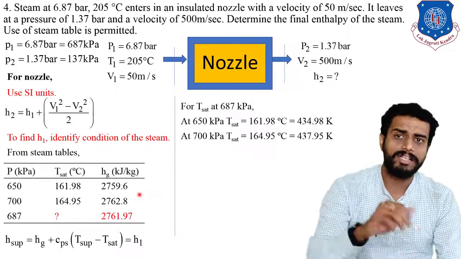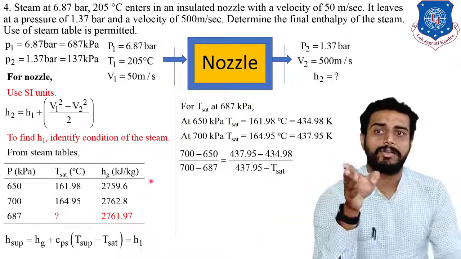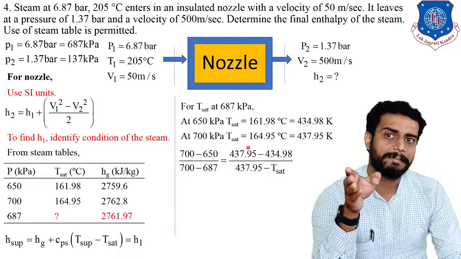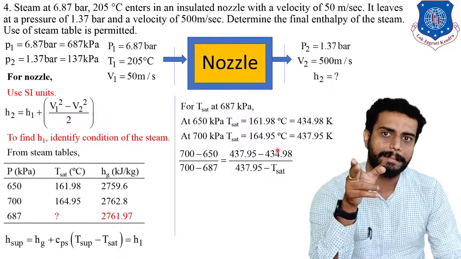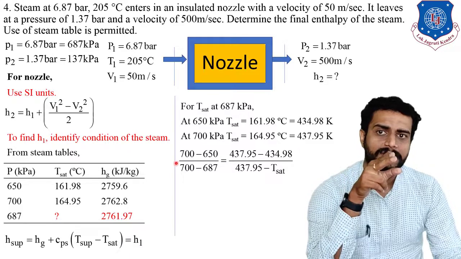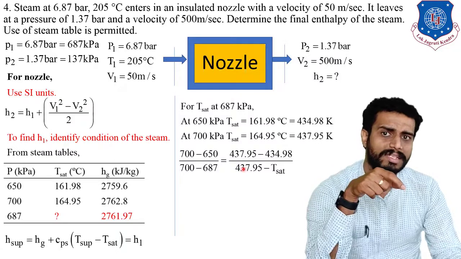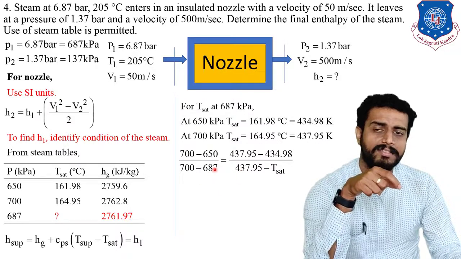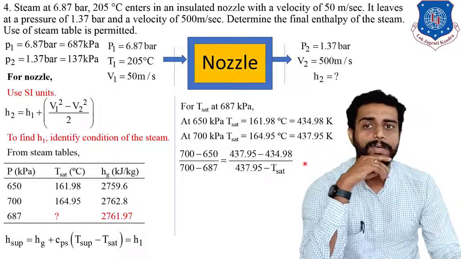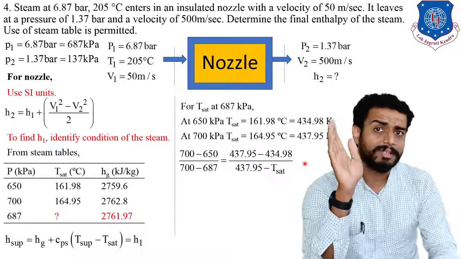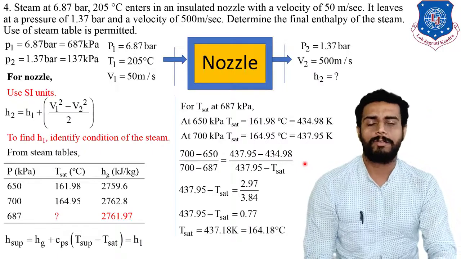Okay, now use the interpolation. So 700 minus 650 divided by 700 minus 687. Corresponding to 700, what is the saturation temperature? 437.95 Kelvin. Corresponding to 650, what is the saturation temperature? 434.98 Kelvin. Same way in the denominator, 700, corresponding to 700, what is the saturation temperature? 437.95 Kelvin, minus 687, corresponding to that, what is the saturation temperature? We don't know, so write Tsat. So here you have only one unknown, right? Now make it the subject and find it out. So T saturated will be 164.18 degrees Celsius.